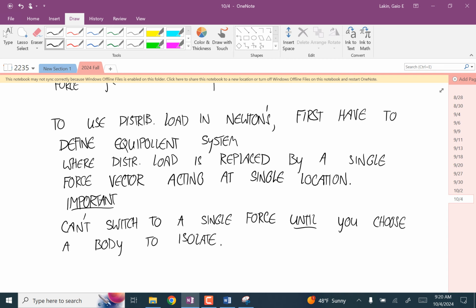Okay, so don't think like I'm going to choose this equipollent system and then use it forever after in all my free body diagrams and whatever. First, you have to choose the body to isolate. Then, once you're treating that as a rigid body, then you can make this switch.